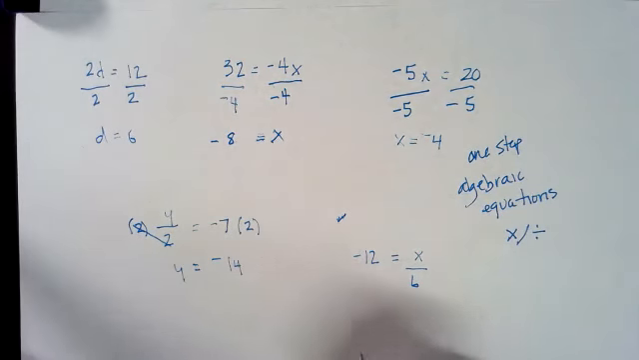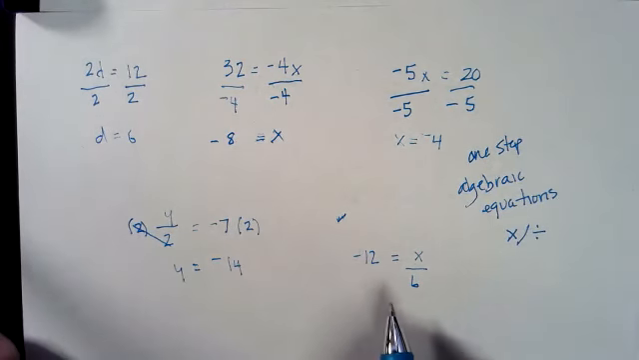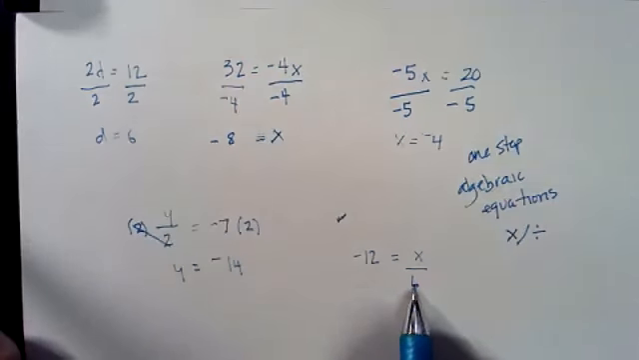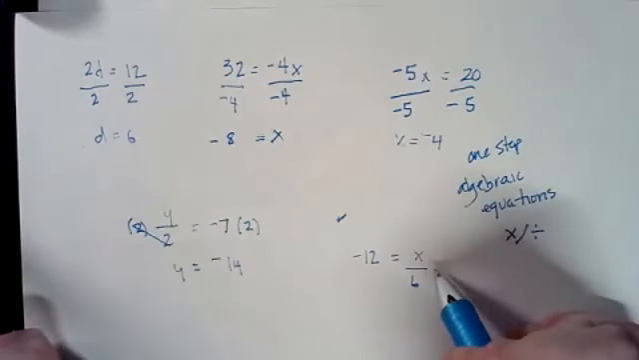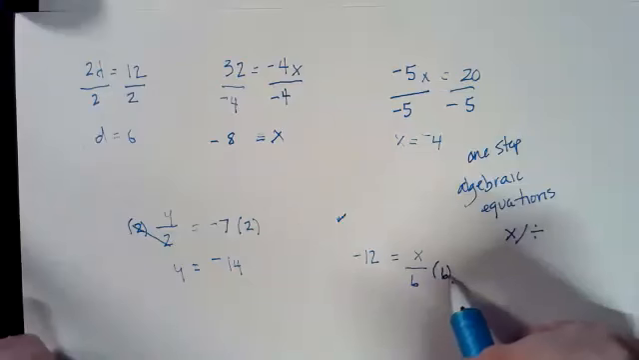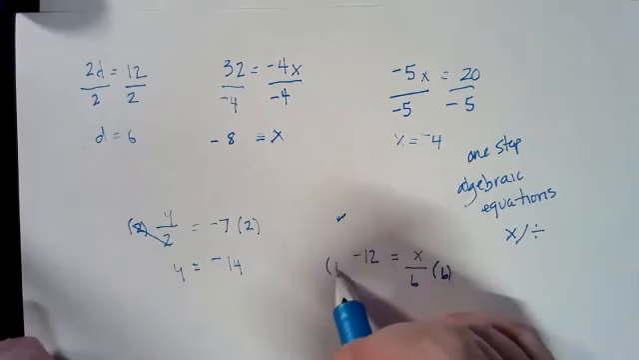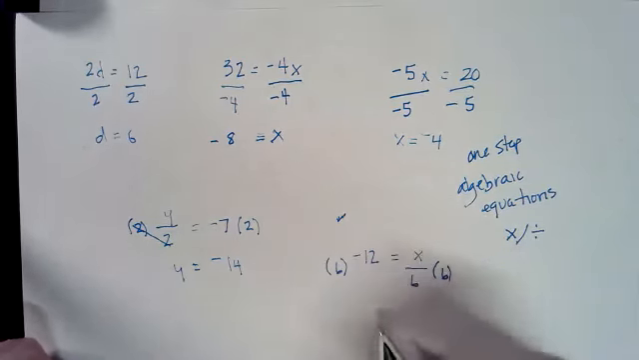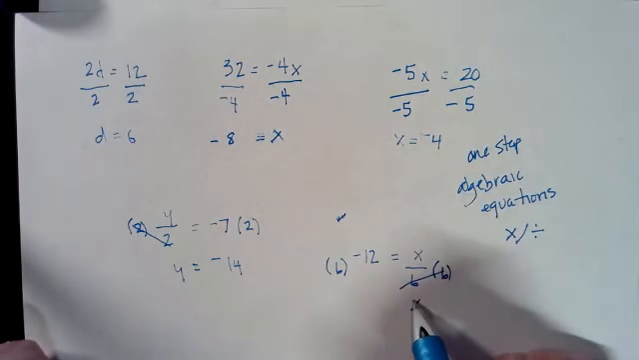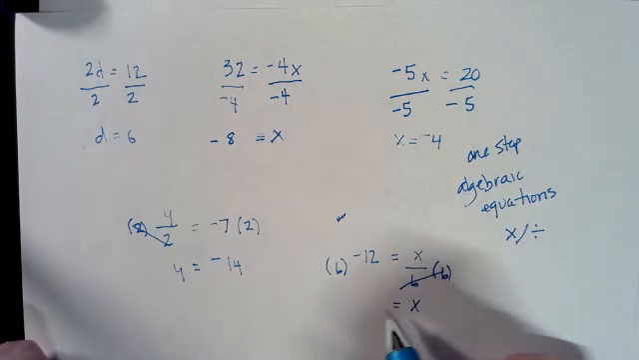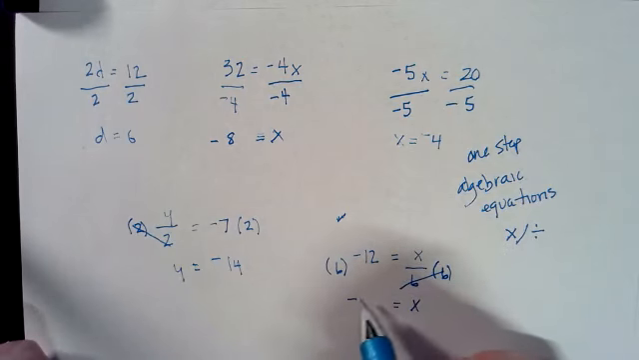Nice. And then the last one, again, we don't care what order it's in. The outlier is this 6. We want to get rid of the 6. So we're going to multiply both sides by 6. And that eliminates the 6's, leaves you with x. And then 6 times -12 is -72.